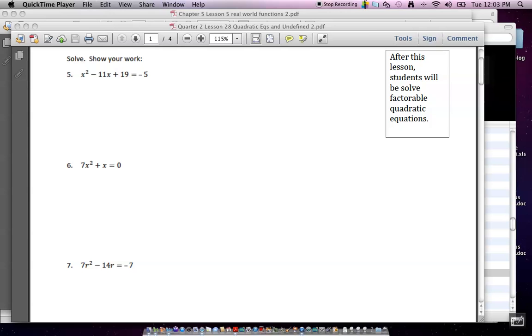All right, so here we go. X squared minus 11x plus 19 equals negative 5. And there's something about this that makes it the way it is impossible to do. Leanne? Yeah, it equals negative 5 at the end.